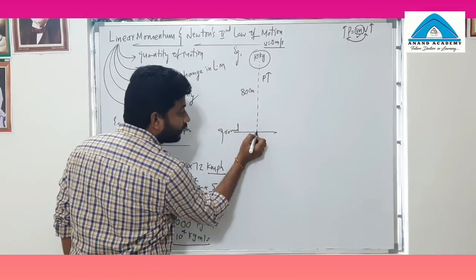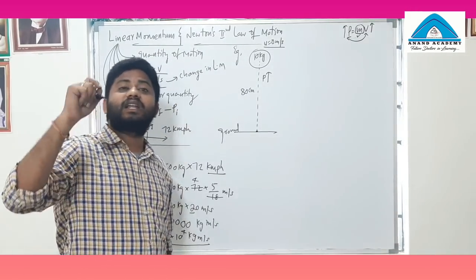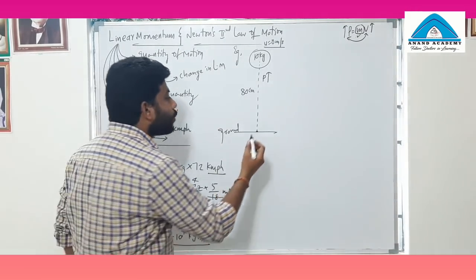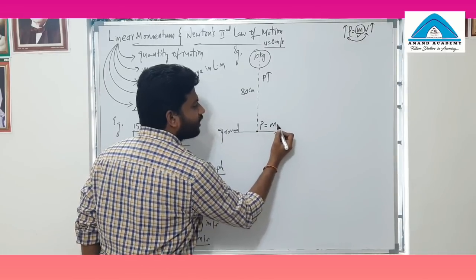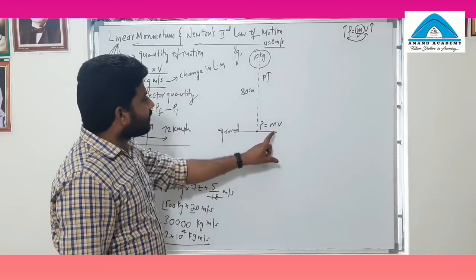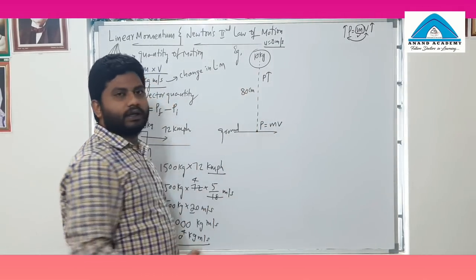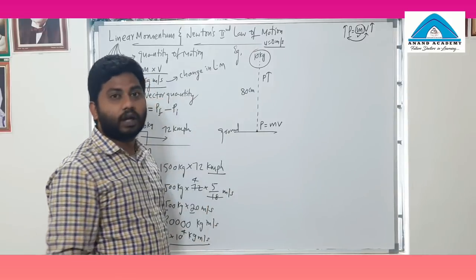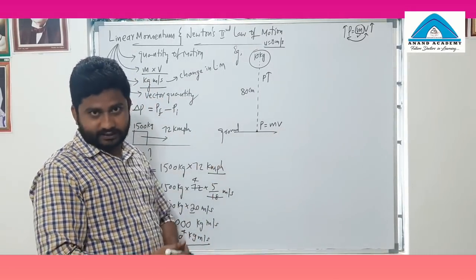And at this point, just before striking the ground, that's called the final linear momentum of the body. How much? Look here. This is the final linear momentum of the body, which is m into v. M is the mass of the body, 10 kg. And what is the velocity? The velocity before striking the ground. From the equations of motion, you can find that velocity.